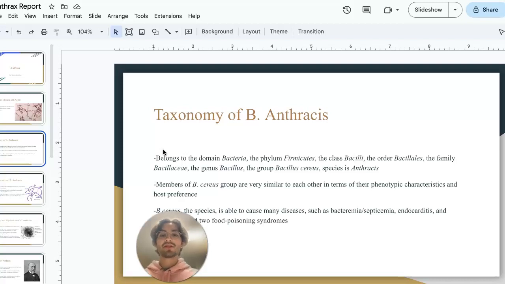The members of the B. cereus group are very similar to each other in terms of their phenotypic characteristics and their host preference. For example, B. cereus, the species within the B. cereus group, is able to cause many diseases such as bacteremia or septicemia, endocarditis, and meningitis, as well as 2 food poisoning syndromes.